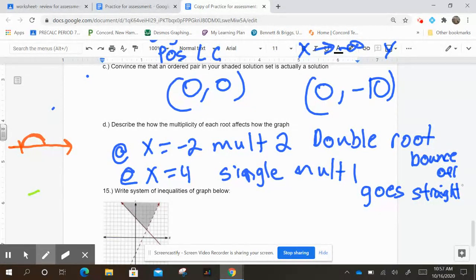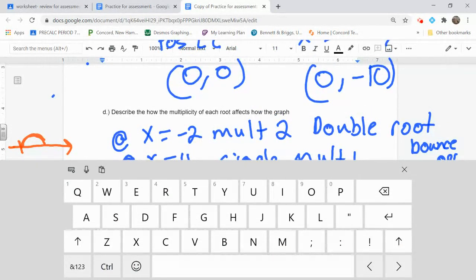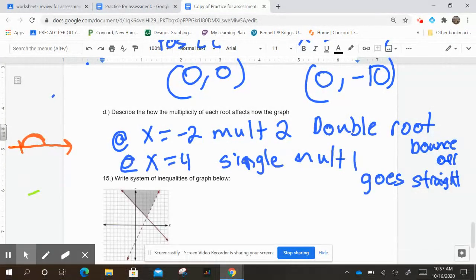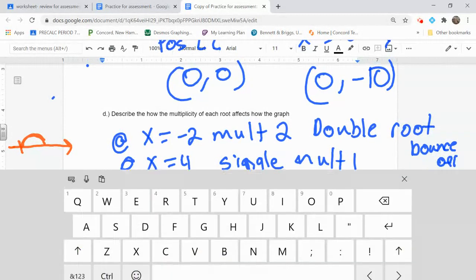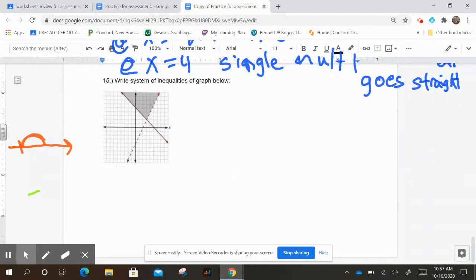All right, the last problem. So you got to come up with the equations of these two lines. Okay, so for the two equations of the lines, you have y equals mx plus b.